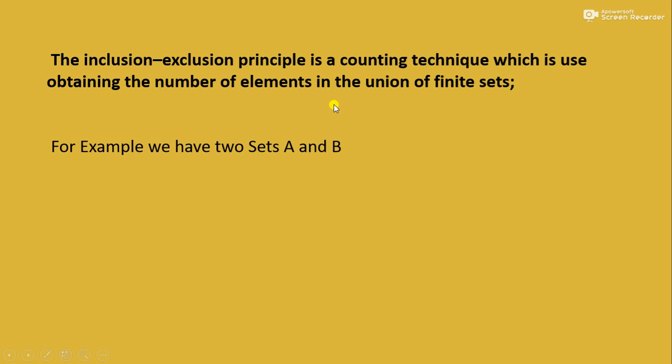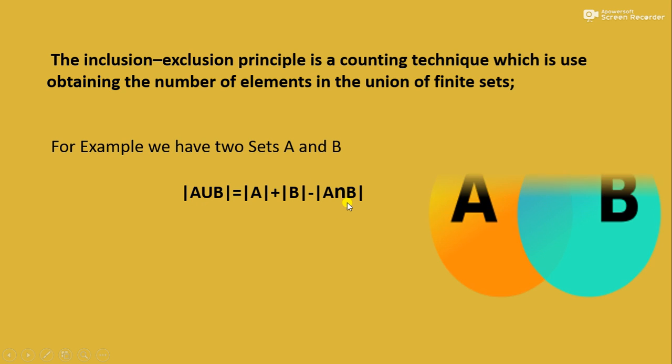For example, we have two sets, set A and set B. We can calculate the total number of elements in set A and set B. We can calculate the cardinality of A union B using this formula. First we add the cardinality of A, then we add the cardinality of B, then we subtract the cardinality of A intersection B. This is how we can calculate the total number of elements in A union B.